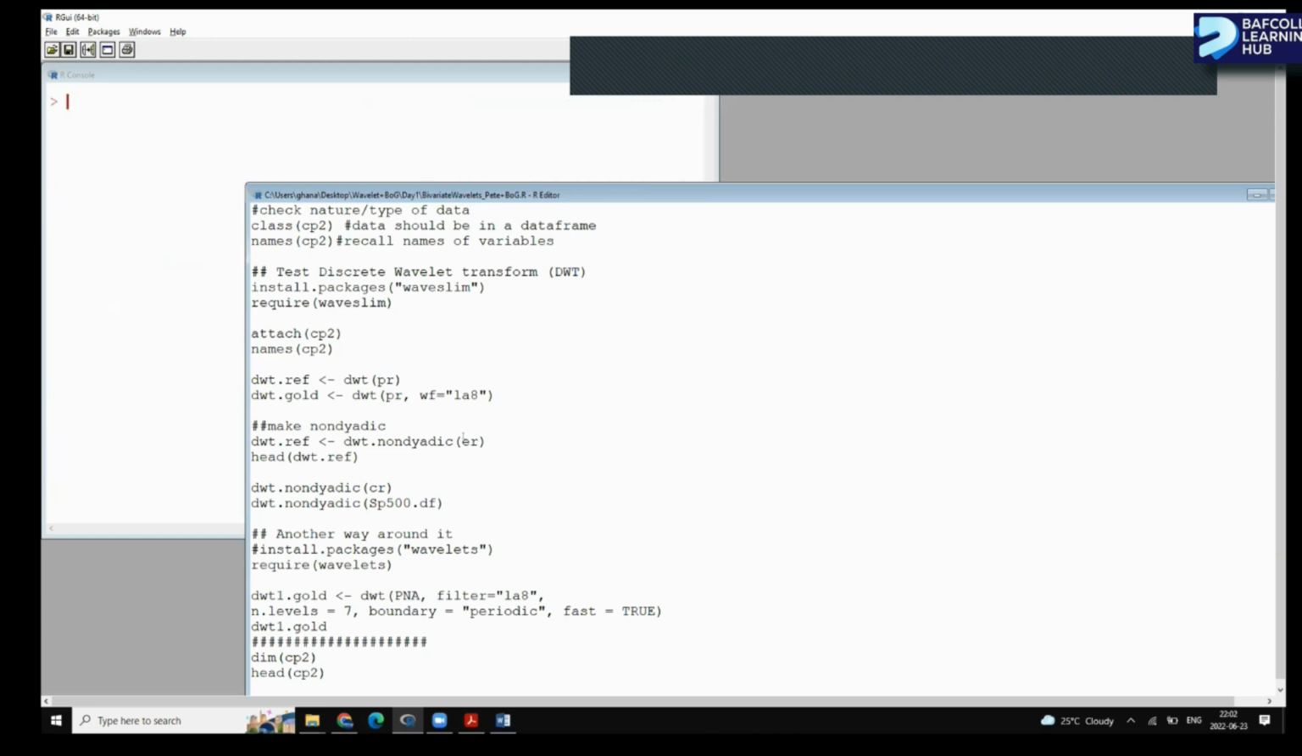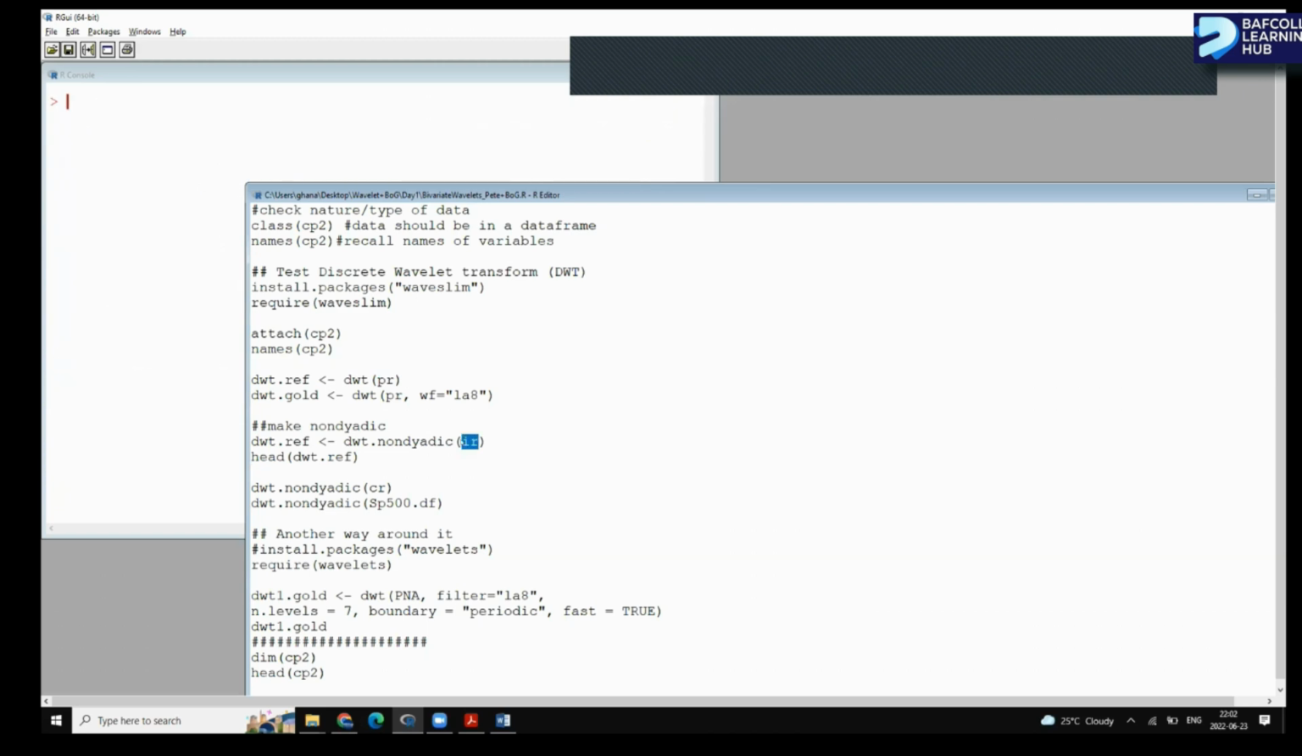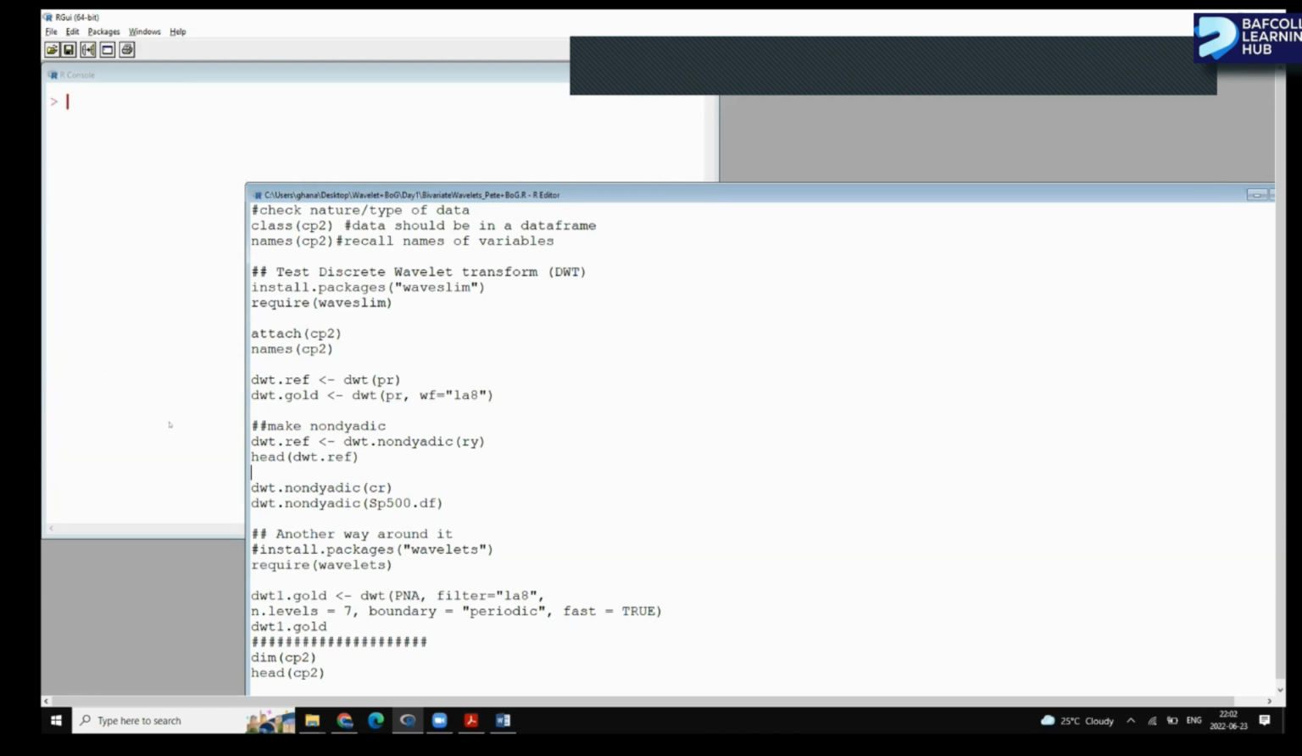Okay, so that one transforms. CIR and C, that also transforms. And then let's look at the last one. The last one is what? RY. What variable is that? Real GDP. Real GDP, okay. That also transforms. That's good.